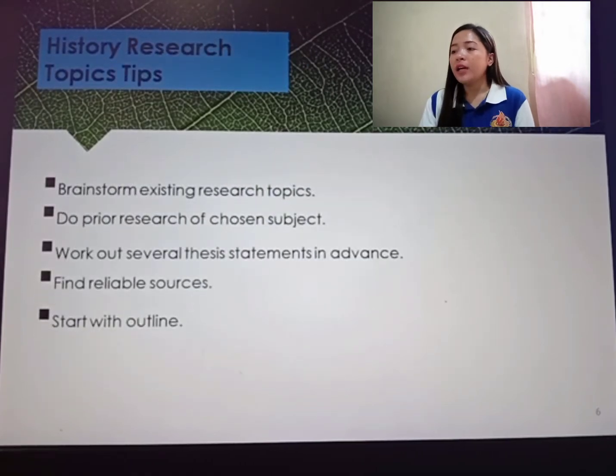So moving on, here are the history research topic tips. First, brainstorm existing research topics. Second, do prior research of chosen subject. Of course, that's very important. And third, work out several thesis statements in advance. Fourth, find reliable sources. And lastly, start with an outline.